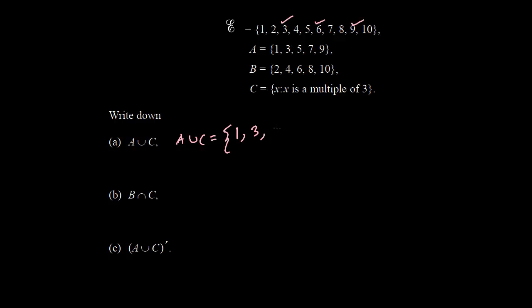Then we have 5. Then we have 6 here. Then we write 7. And we have 9. We write only one 9. So that is A union C.